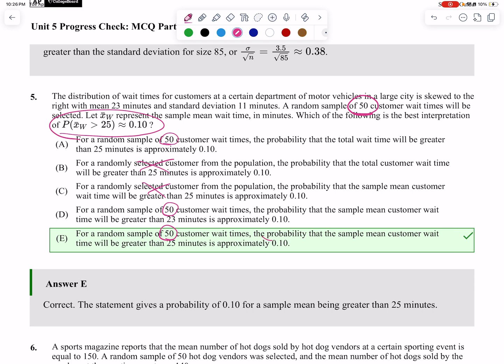I'm looking for the probability of the sample mean. Good. Probability of the total wait time? No, because I'm looking for the probability of the sample mean; this is total wait time and this is sample mean, because X bar is my sample. And this says greater than 25. This one is 23. I don't know why that says 23, well, because it uses 23, I guess. But this is asking for 25. So that's why it would be E.